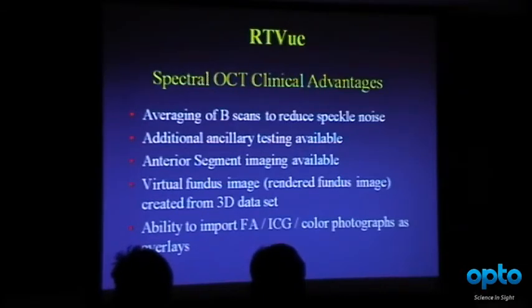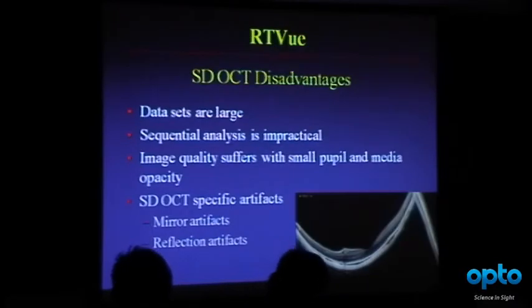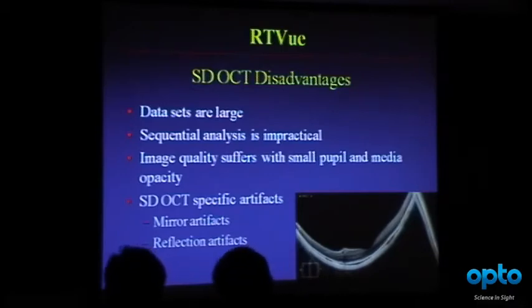The Artivue machine is able to do oversampling, which means you can do multiple B scans in the exact same site to get one image. And there is software that oversamples and it reduces spectral noise to give you a better image in that one plane. Anterior segment imaging is available. A virtual fundus image is available from a 3D data set. And other ancillary tests are also available as part of OCT packages.